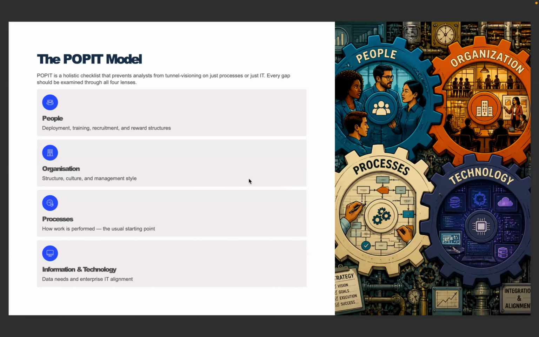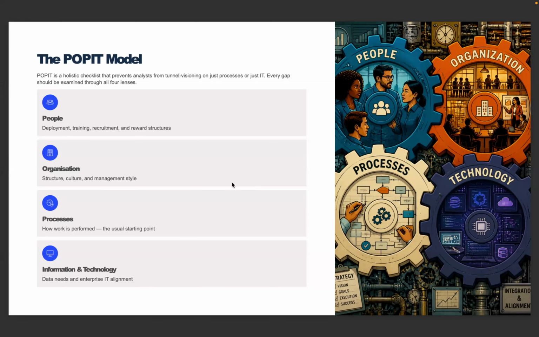Before I proceed, I would like everyone to quickly go into the chat board and then drop one example of something that falls under the organization part of POPIT as opposed to the processes. I will be checking it.